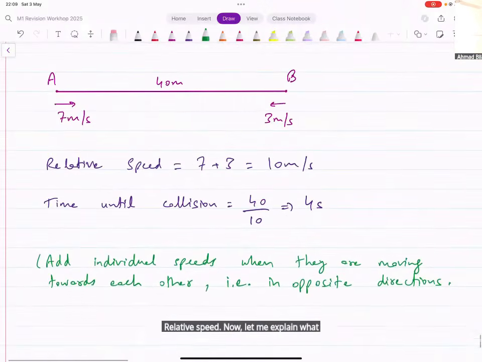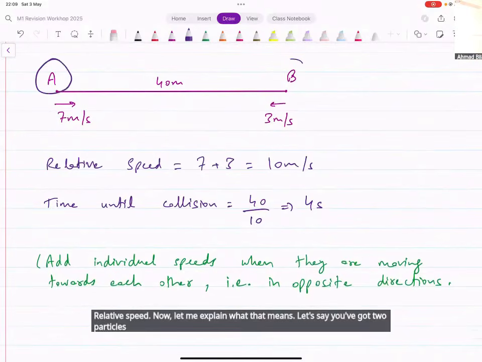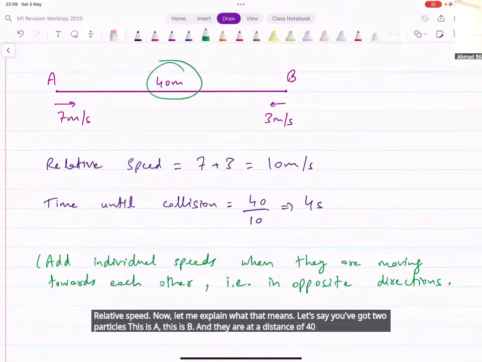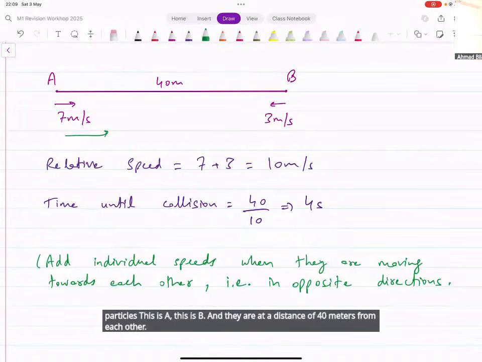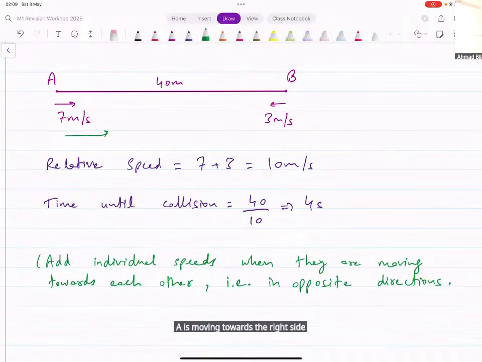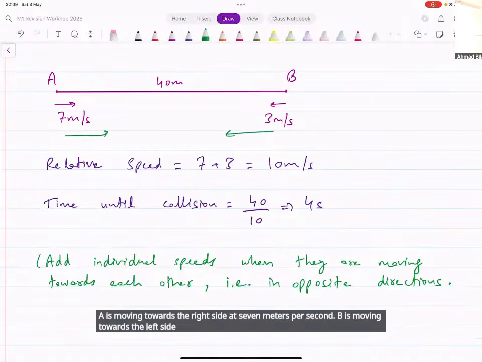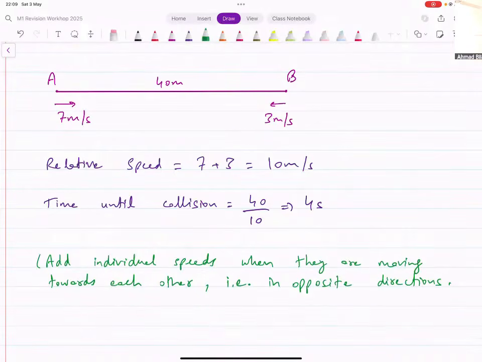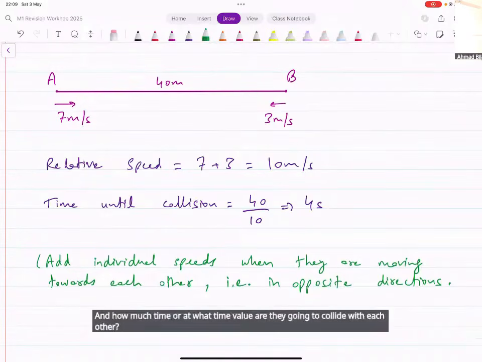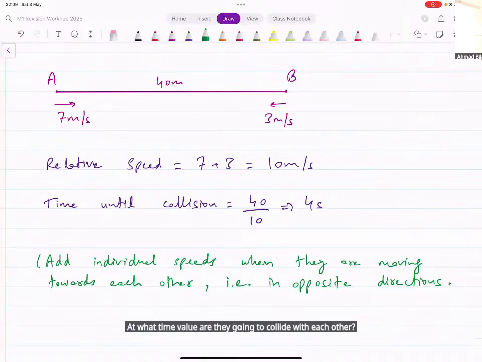Let's say you've got two particles. This is A, this is B. And they are at a distance of 40 meters from each other. A is moving towards the right side at 7 meters per second. B is moving towards the left side at 3 meters per second. At what time value are they going to collide with each other? That's what you want to figure out. How can you find that?